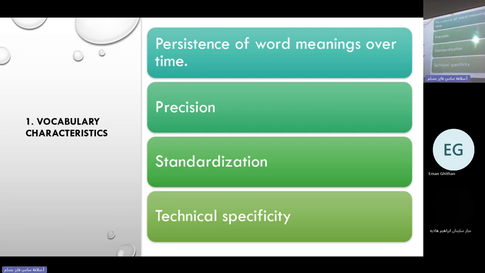Vocabulary. What is the characteristic of the vocabulary? They have to be persistence of word meanings over time, okay? The meaning should stay the same over time. Precision of the word used in translation. Since we know that Arabic may have more than one word to determine one thing, there should be precision. Standardization, as we said, makes life easier for the translator, okay? And technical specificity. We use this word for this particular field in this particular environment, okay?